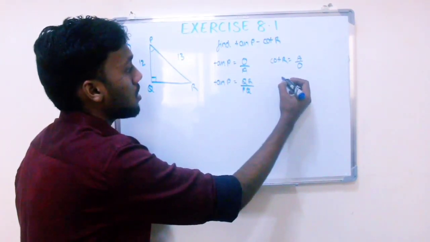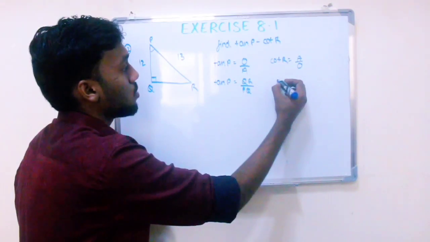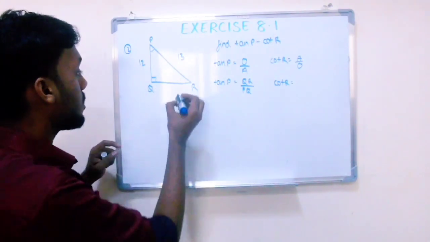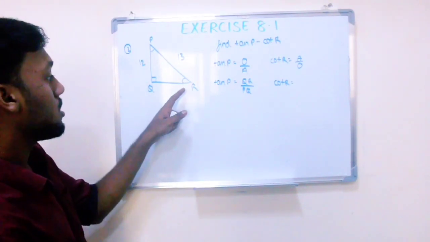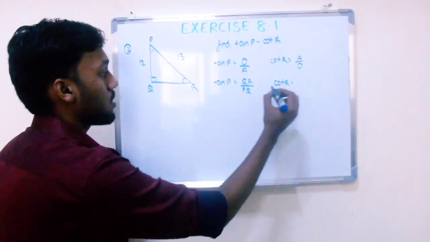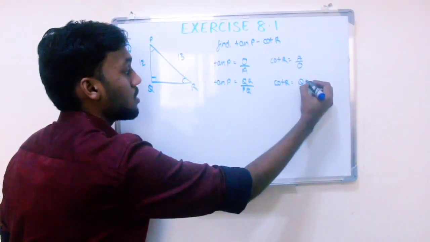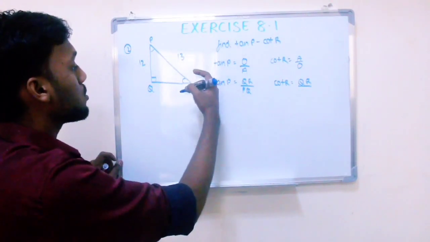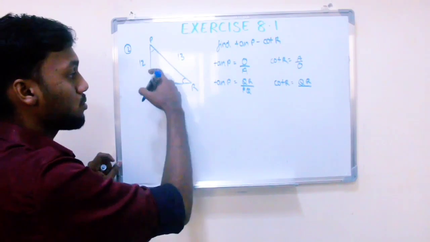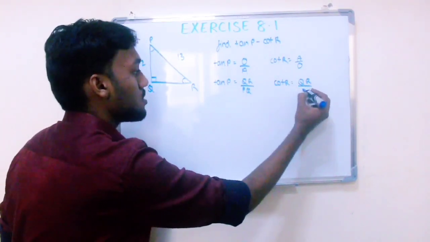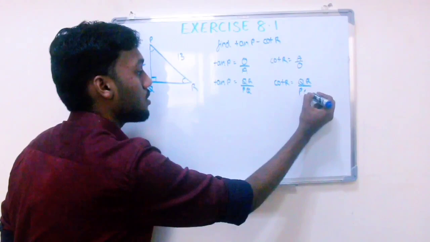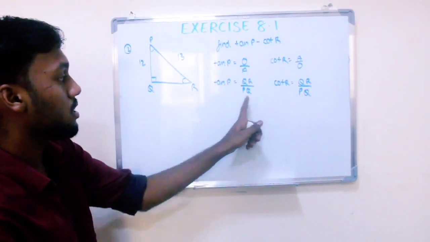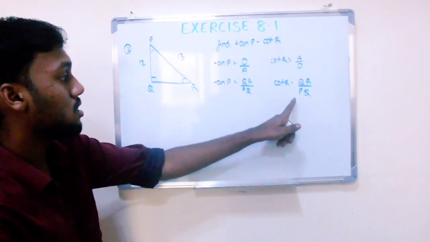And cot R means what? Adjacent side with respect to angle R. Let me draw an angle first. Adjacent side with respect to angle R is QR, right? Adjacent side QR divided by the opposite side, which means PQ. So isn't it the same? Because we are getting the same answer. Tan P and cot R are the same.